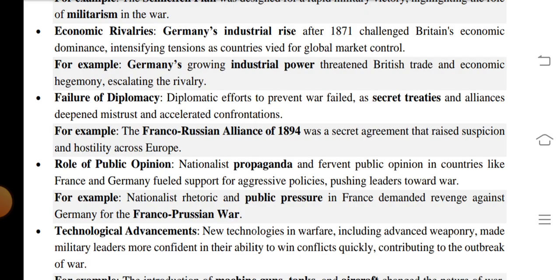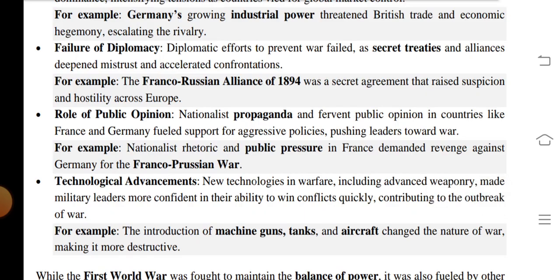After 1871, Germany challenged Britain's economic dominance and intensified tension as the countries vied for global market control. For example, Germany's growing industrial power threatened British trade and economic hegemony, escalating the rivalries. Failures of diplomacy: diplomatic efforts to prevent war failed as secret treaties and alliances deepened mistrust and escalated confrontations.